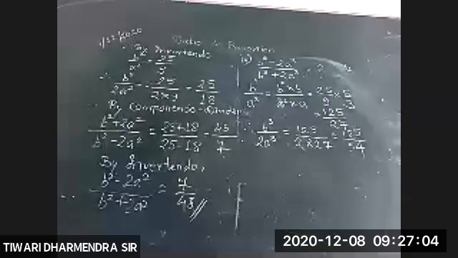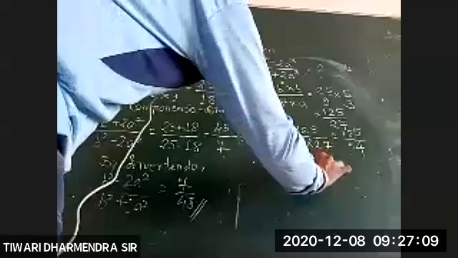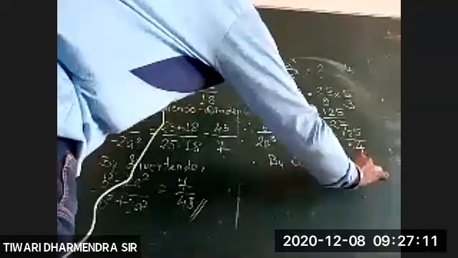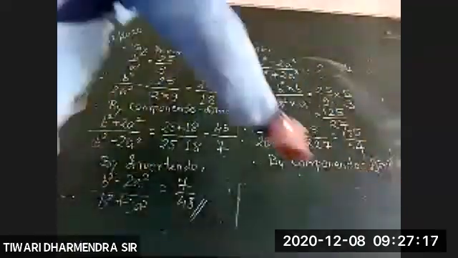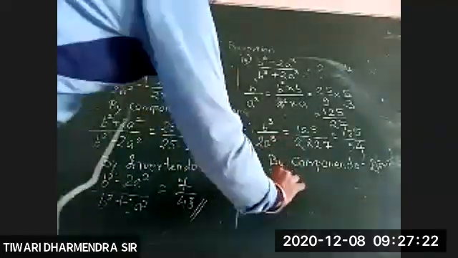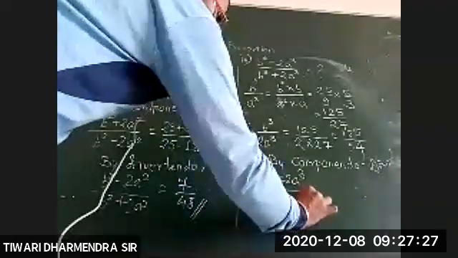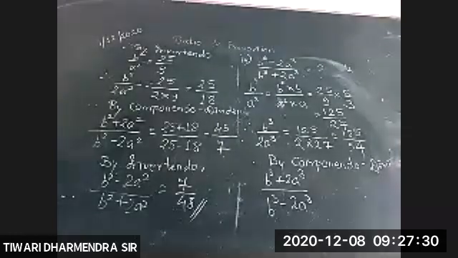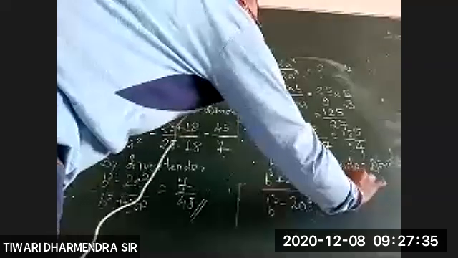So let's proceed by componendo, dividendo. By componendo, dividendo, (b cube plus 2a cube) divided by (b cube minus 2a cube) is equal to (125 plus 54) divided by (125 minus 54).